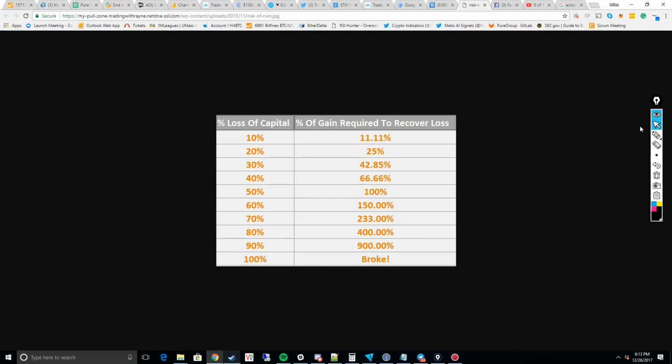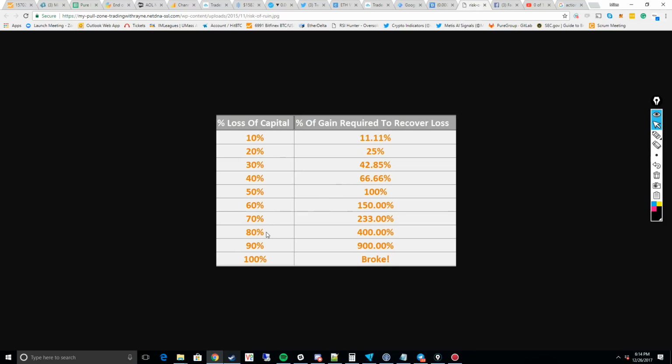So also, here's an idea of taking losses and how much is required to get back from that loss. As you can see, the percentage required to recover from a loss grows exponentially. So the lower you set your stop loss, let's say if you have a stop loss at minus 20%, it's going to take a 25% gain to earn that back. If you have a stop loss at 30% that triggers, then you'll need 42.85%.